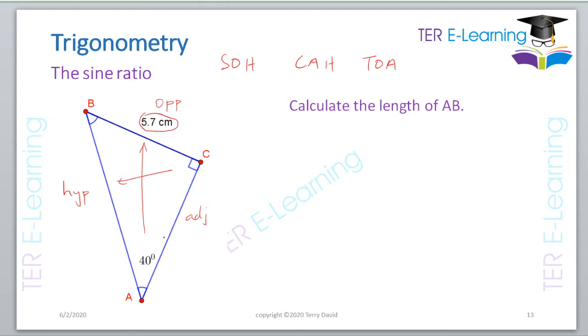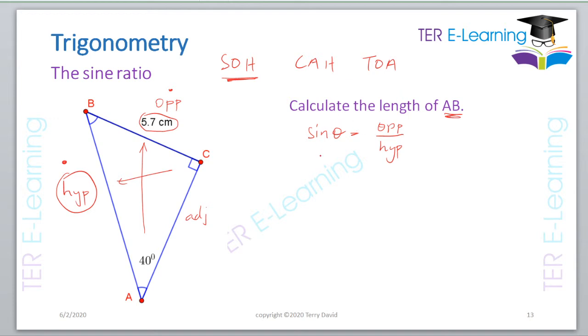I have my opposite side here, which is 5.7. I have the angle, and the question wants me to find AB. So what is AB? AB is my hypotenuse. Therefore I'm using hypotenuse and opposite, so I have to use sine. We start off by writing sine theta is equal to opposite over hypotenuse.